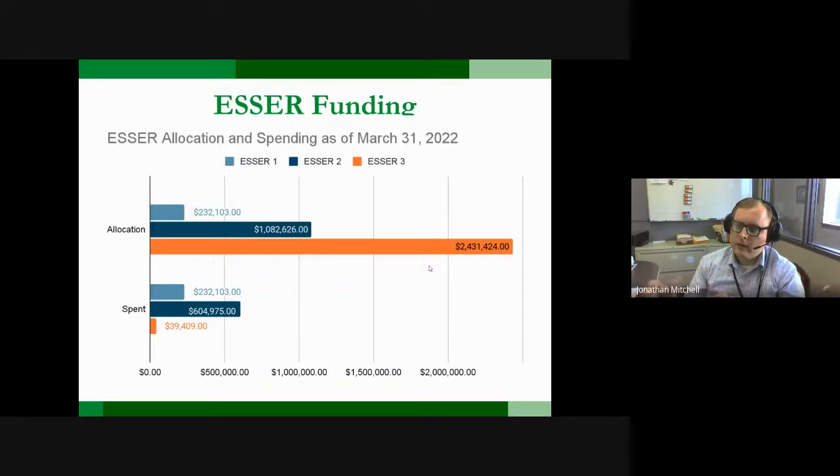ESSER 3, $2,431,000 allocated. Those funds go into 2024 before they need to be fully expended. Here we'll see a really low number, $39,000 that's been spent, but the budget of how these dollars are going to be utilized has been created. The district was recently able to submit that full budget to the Department of Public Instruction to align, and we will have costs that we've accrued that will further increase that spending. And we'll talk about that in a minute.